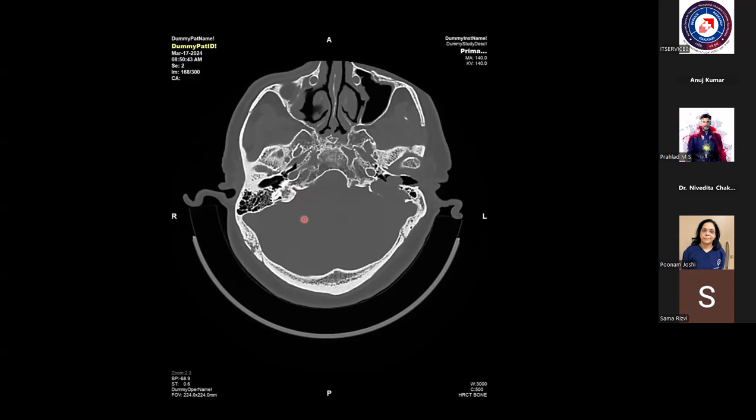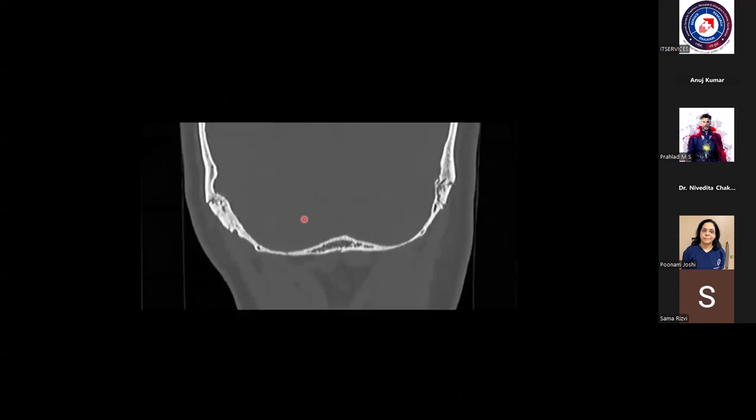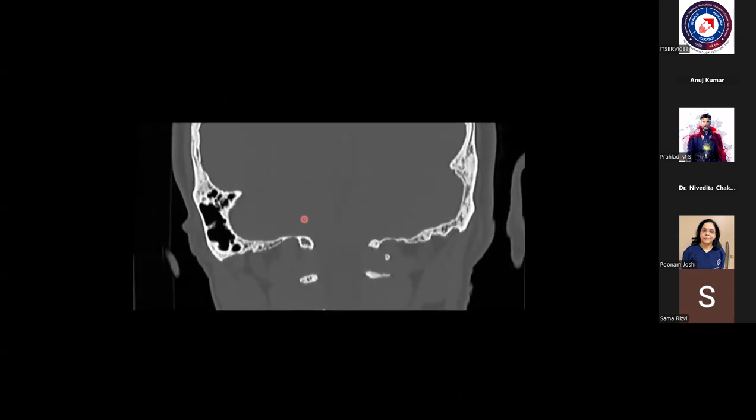So, Nivedita, next question is, can you show signs like the snake eye sign? Yes, the snake's eye is the facial nerve, the labyrinthine and the tympanic segments, that we see on the coronal view. Okay, all right, so let's trace it.